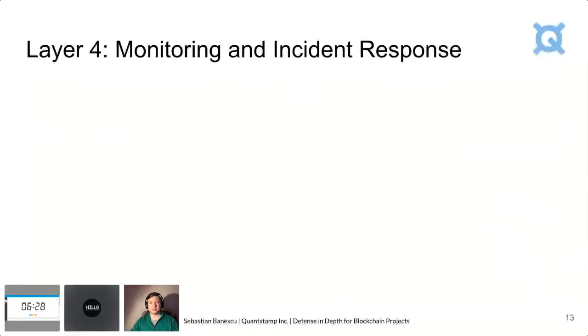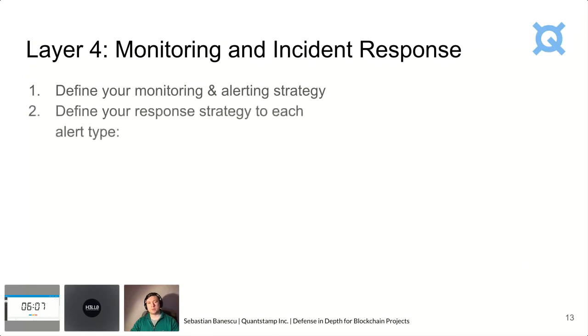The fourth layer of defense is monitoring and incident response. In this case, you should define whatever you want to monitor, and this is really easy after you've done an audit, because during the audit, these kinds of things that are worth monitoring have been pointed out by the auditors. You should decide what you want alerts for, right? Once you know that you're going to get alerts, you should also decide how you are going to respond to each of these alert types.